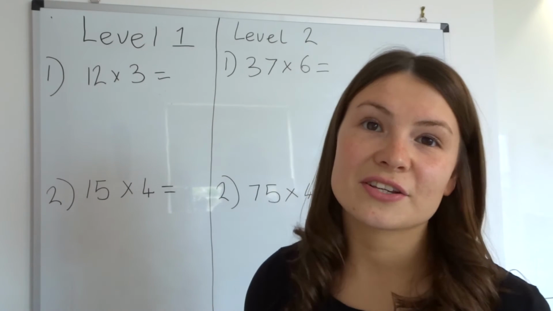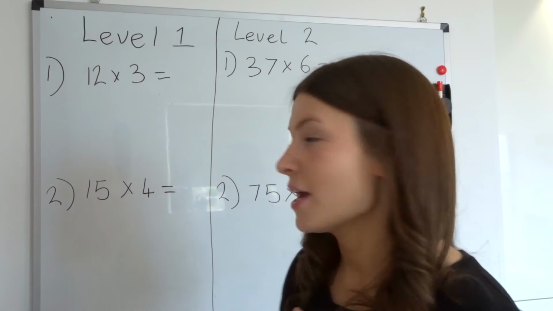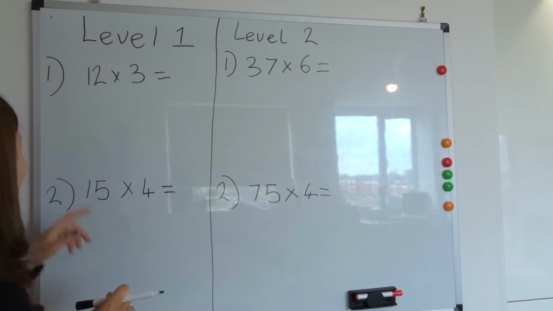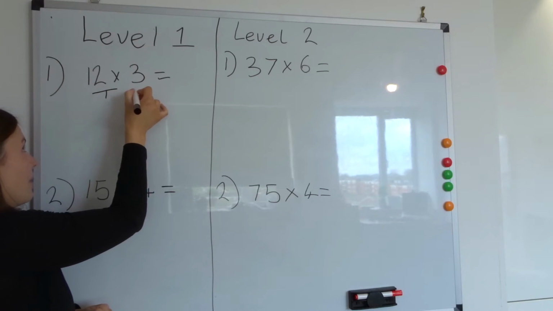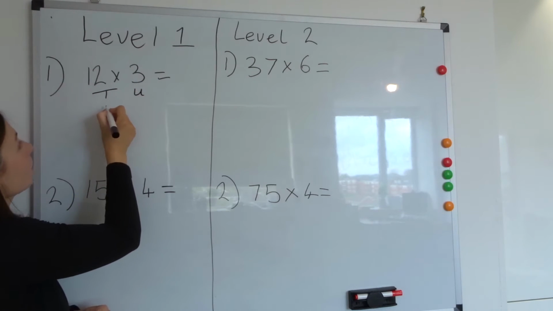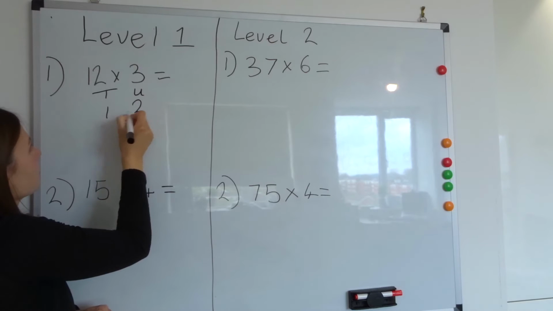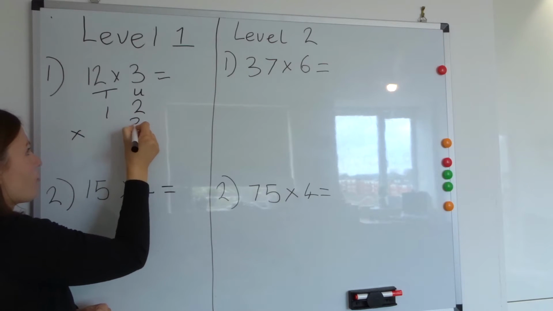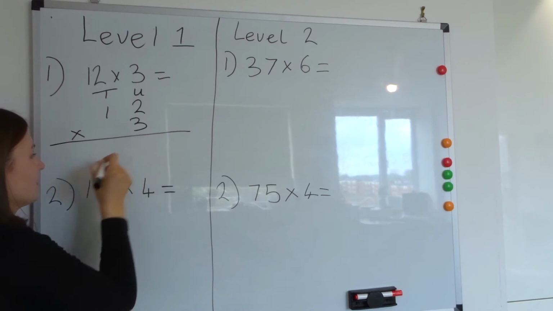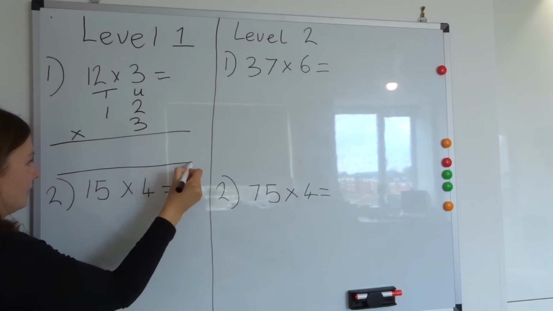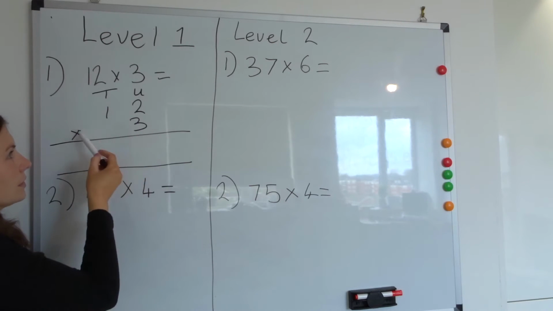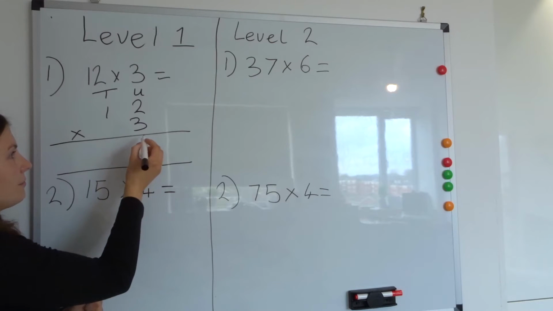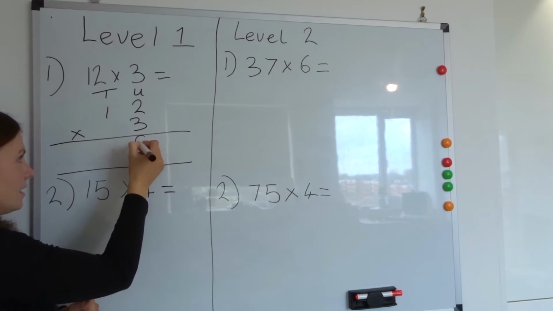Okay, so let's start to go through these questions. Let's start with level 1, question 1. So I need to put my tens and my units at the top. 12 times 3. And my two lines, it's getting a little bit cramped, isn't it, down here? Okay, so we start off with 2 times 3. 2 times 3 is 6.